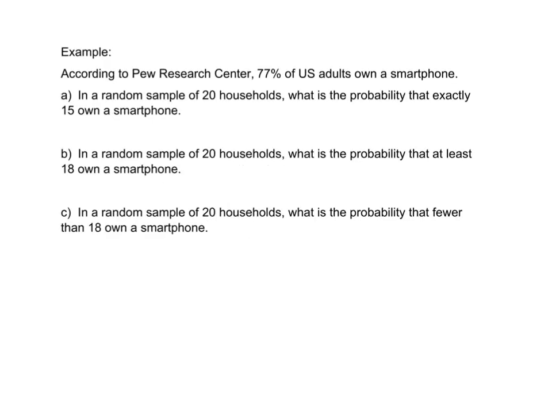Now we get to our last example for this section. This was taken a few years ago. According to a research company, Pew Research Center, 77% of U.S. adults own a smartphone. I would imagine that number's gone up over the years, but that's what it was when this problem was written. As soon as I read that 77%, I recognize that is my probability of success. I'm looking for people with cell phones in this example.